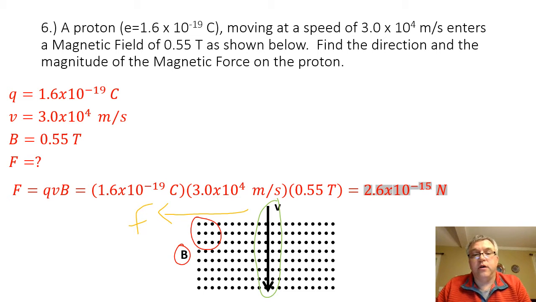So because I know in this problem that my magnetic field is occupying the z-axis, and that my velocity is occupying the y-axis, automatically I know that my force has to be along the x-axis. I just need to determine if it's going to be positive or negative, and that's what I need to use the right-hand rule for.